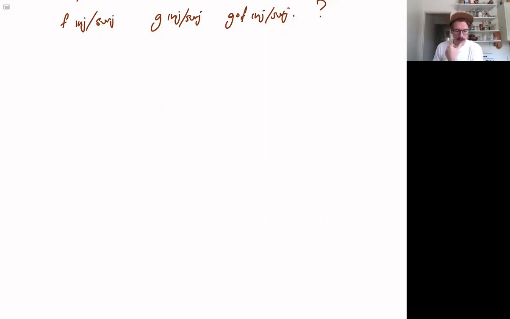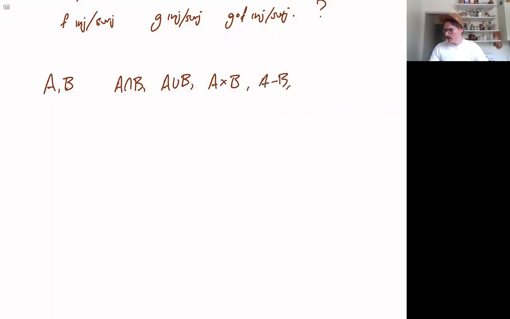So there are a number of ways to make a new set from two sets that you have. You can do things like A intersect B, A union B, A cross B. Can I think of more than that? I guess A minus B. But one that comes up a lot is the set of functions from A to B.